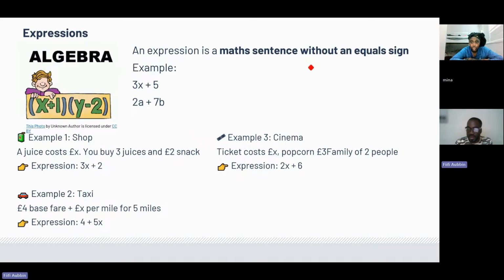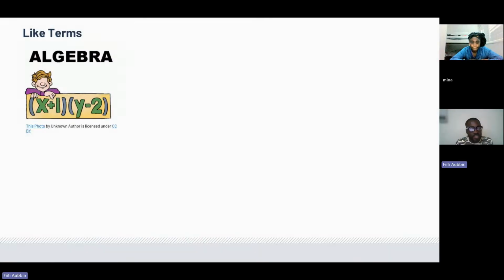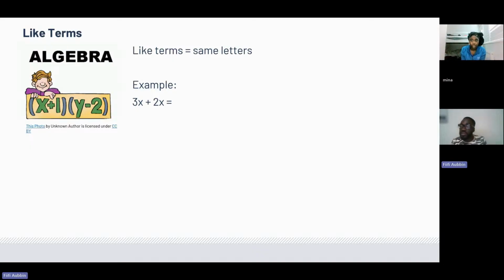Okay. So these are expressions. With expressions, we don't have any equal to sign in there. Do you have questions? Are you okay with what we've done so far? Okay. Well done. So now, like terms we say should be what? The same letters. So an example is 3x plus 2x. Once I bring an equal to sign, it ceases to be what? An expression. Now it's an equation.